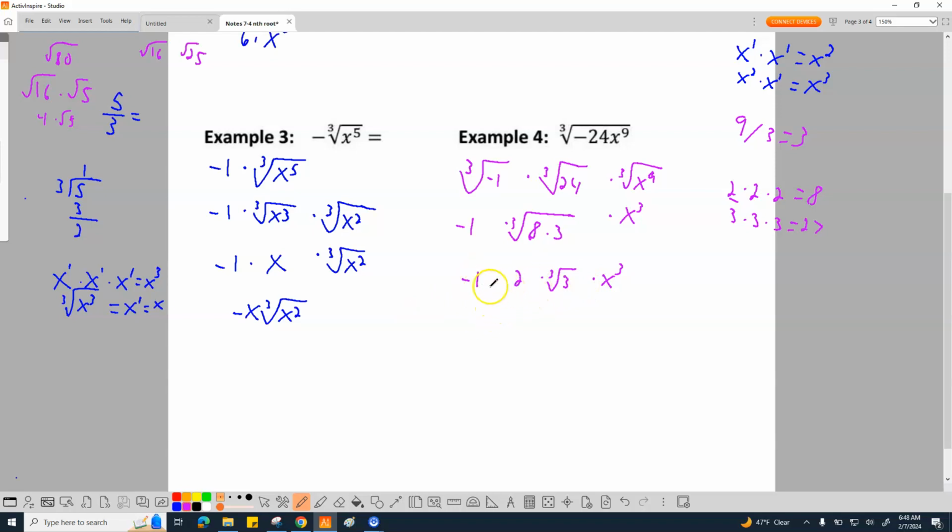So now let's multiply these together. I have my house. So I'm going to put that there. That's everything inside the house. I have a variable on the outside of the house. And then -1 times 2 is -2. And that's how we simplify it. This is difficult.